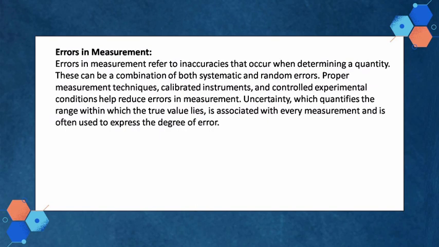Third, errors in measurement. Errors in measurement refer to inaccuracies that occur when determining a quantity. These can be a combination of both systematic and random errors. Proper measurement techniques, calibrated instruments, and controlled experimental conditions help reduce errors in measurement. Uncertainty, which quantifies the range within which the true value lies, is associated with every measurement and is often used to express the degree of error.